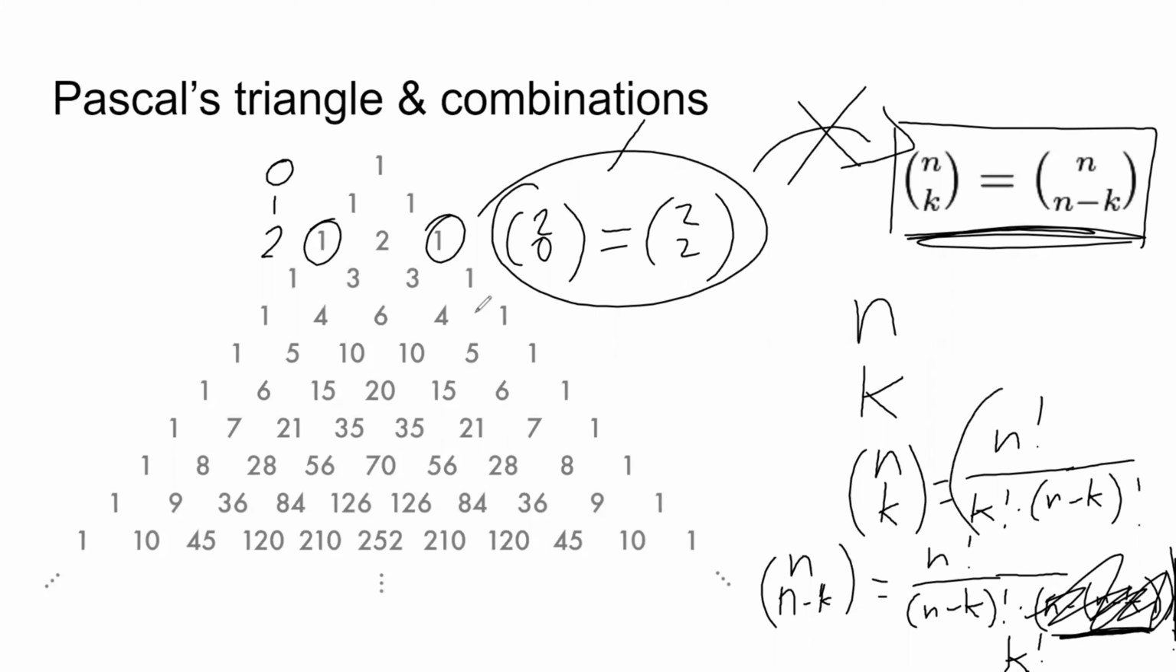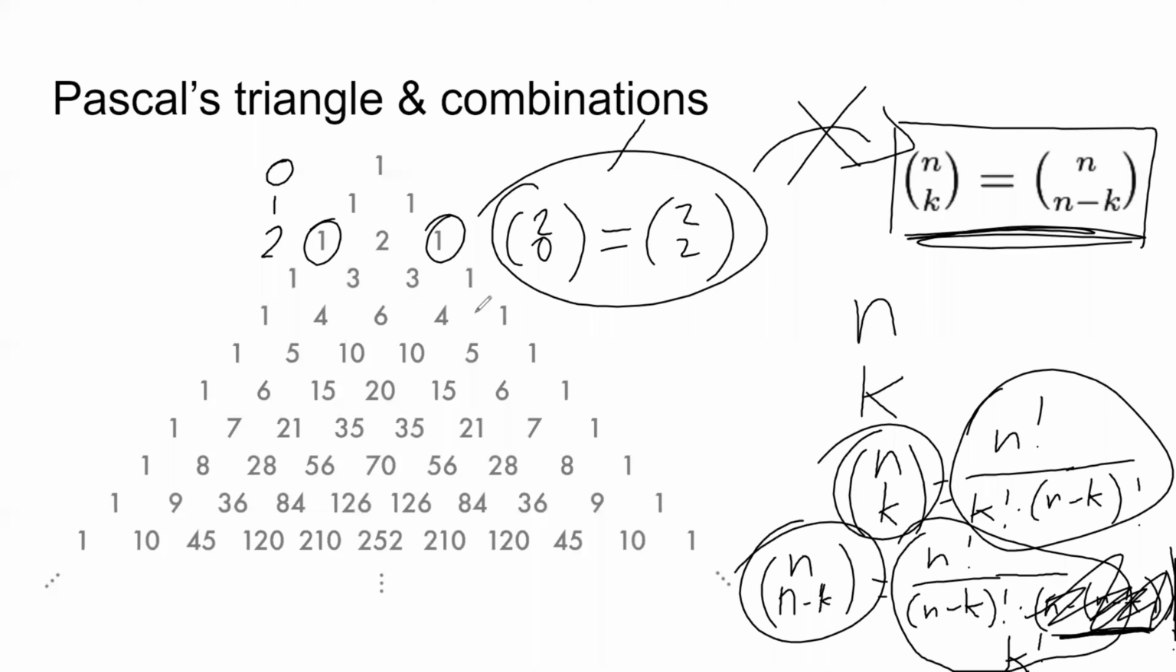Well, these two, here and here, they are exactly the same. And since these are equal to n choose k and n choose n minus k, then we know that this is equal to this. So what we've done is we've proven it. So this is an algebraic argument.